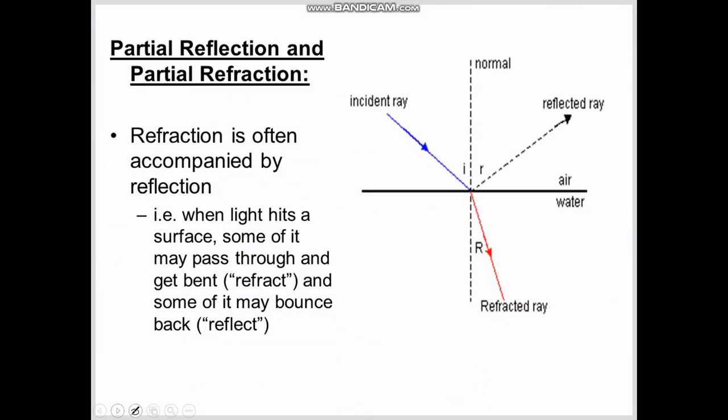Now, children, whenever light falls on any surface, it not only passes through undergoing refraction, but some part of the light gets reflected also. That is, when light hits a surface, some of it may pass through and get bent, that is, refract, and some of it may bounce back, that is, reflect. So you can see in this diagram that the incident ray that is falling over here, part of the light is refracted and some part of the light has been reflected.